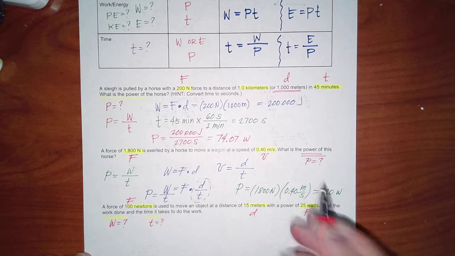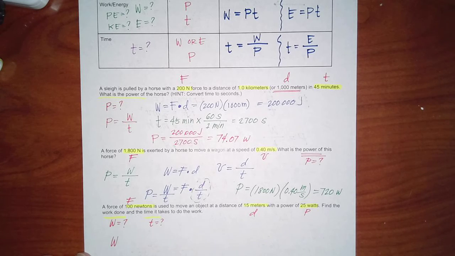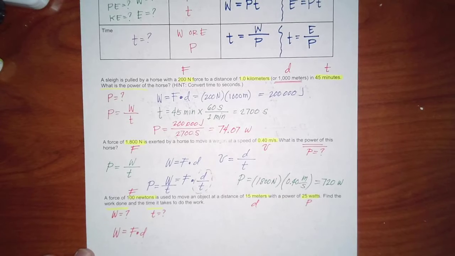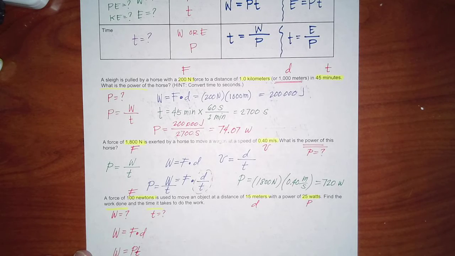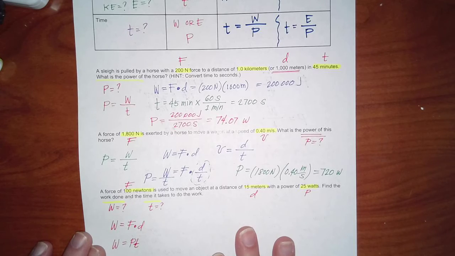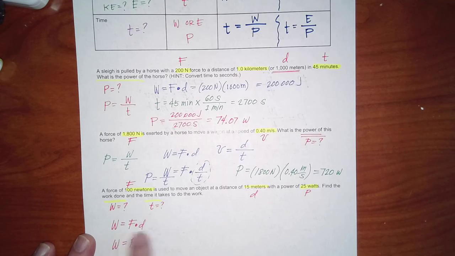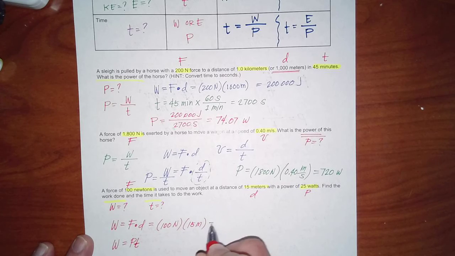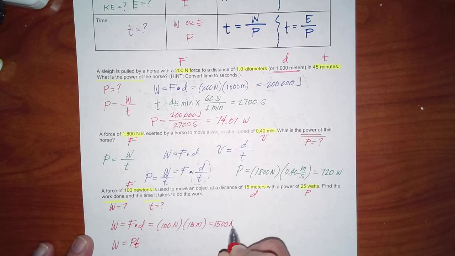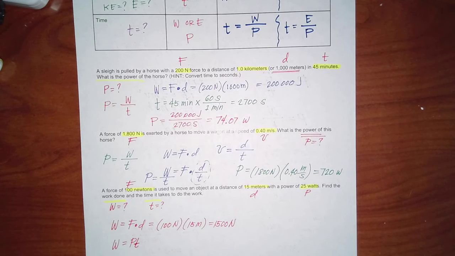So let's start with work. What is the definition of work? Work can be expressed in terms of the equation force times distance. Or, if we know the power, it can also be solved using power times time. However, of those two equations, we will only use the first one because with this equation we have all the given information. The force is 100 newtons, multiplied by a distance of 15 meters. Therefore, we have 1,500 newtons in terms of work.